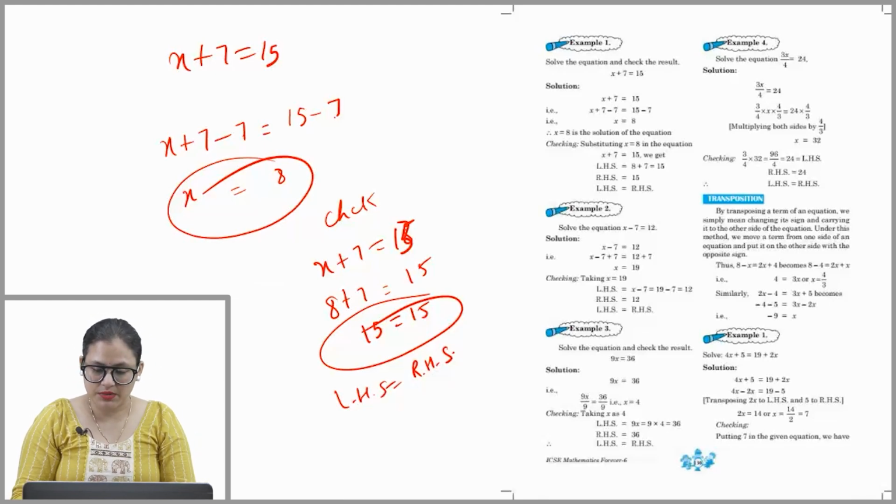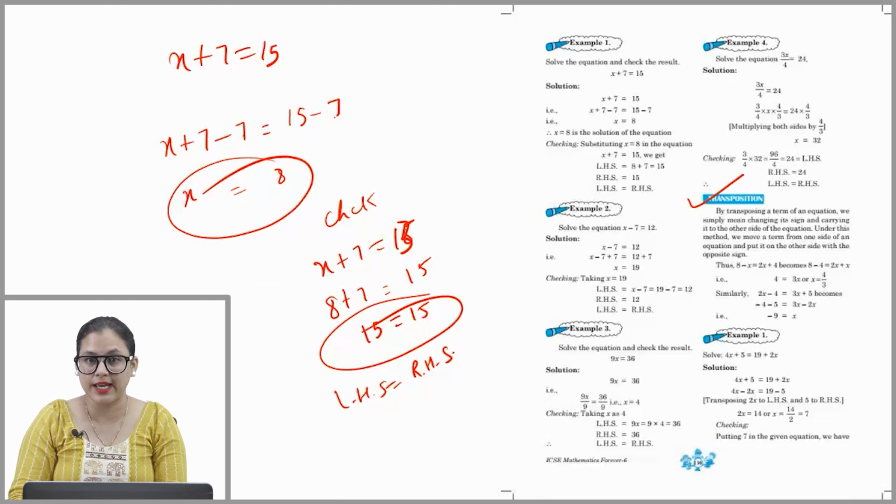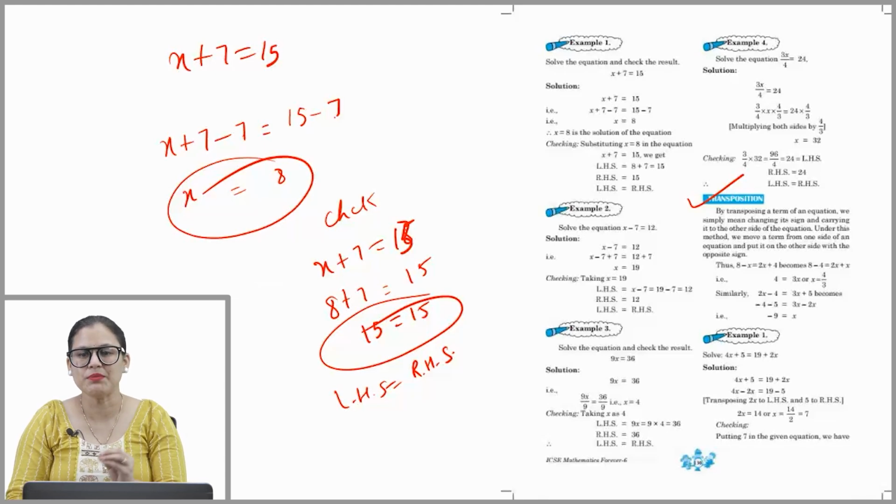Next is transposition. By transposing a term of an equation, we simply mean changing its sign and carrying it to the other side of the equation. Under this method, we move a term from one side of an equation and put it on the other side with the opposite sign. For example, 8 minus x is equal to 2x plus 4.